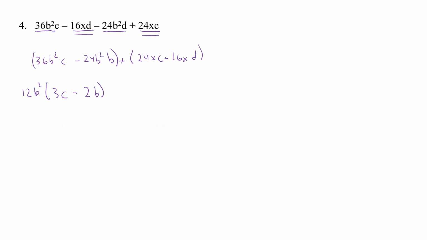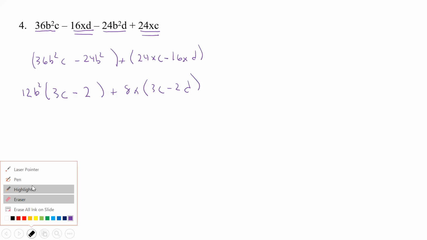What's my GCF of this one? Well, it looks like I have an 8 in both of those, and I have an x in both of those. If I pull out an 8, I have 3c left over. If I pull out an 8, I have a minus 2d left over. And do I have the wrong term written somewhere? I do. This is supposed to be a d, not bb. And so I was like, okay, so that's a d, not a b.